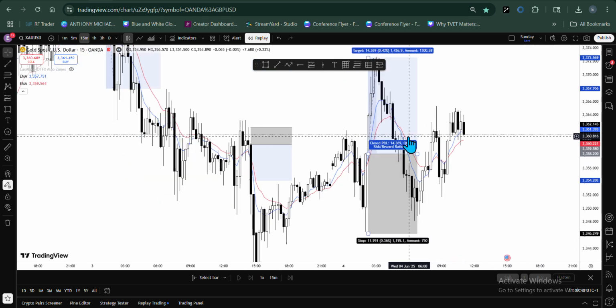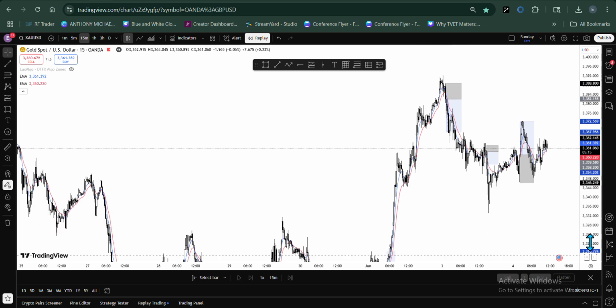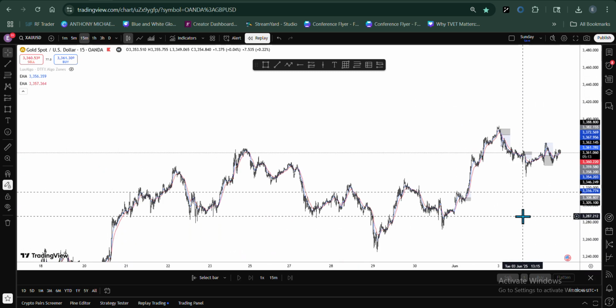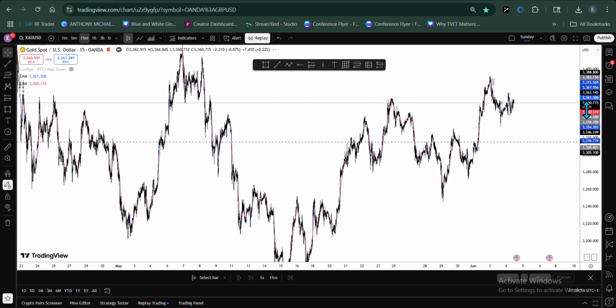So that's it. I'm going to have another video on how to place your first trade, now not using TradingView, but using MetaTrader 5.